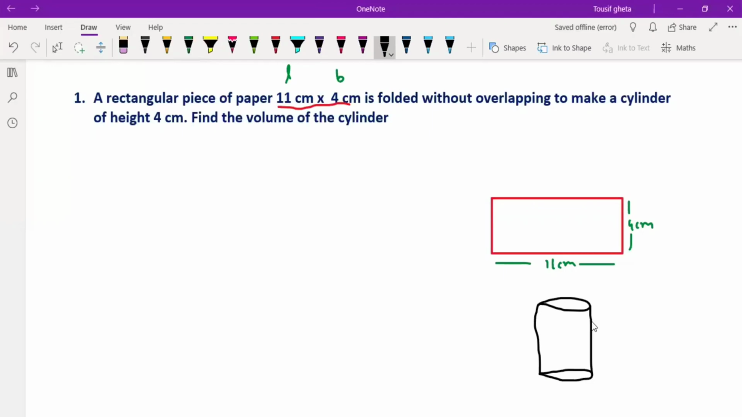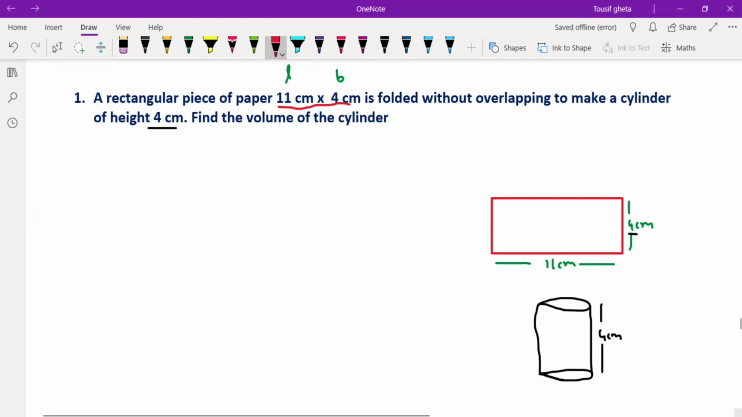Here they have mentioned only the height, that is 4 centimeter. For your information, the breadth is also 4 centimeter. When we fold this rectangular paper, the breadth of the rectangular piece of paper remains as the height of the cylinder, which is already given as 4 itself. Now the length becomes the perimeter of the base of the cylinder.